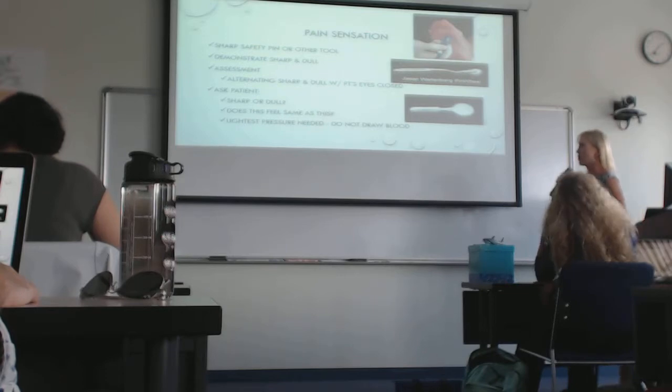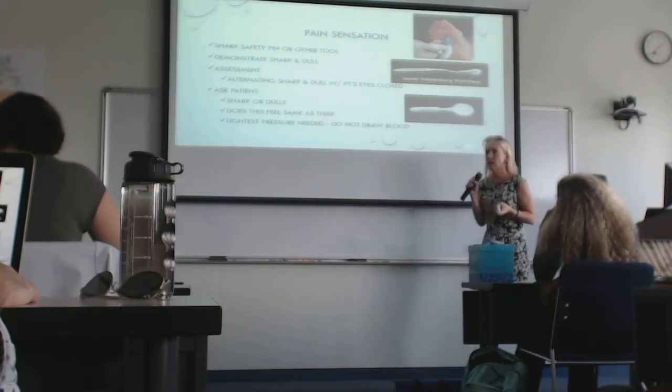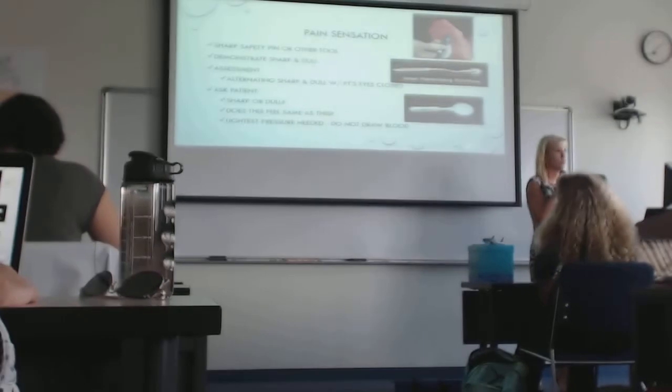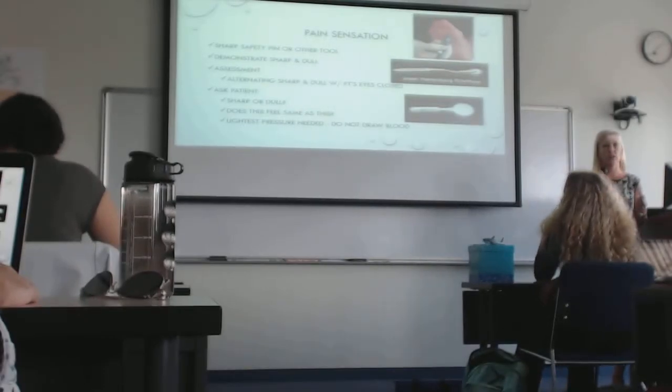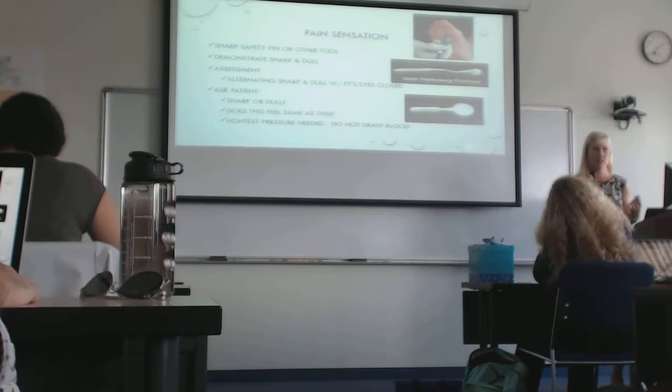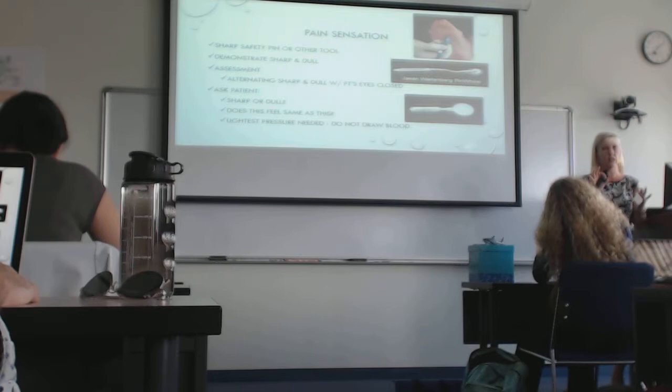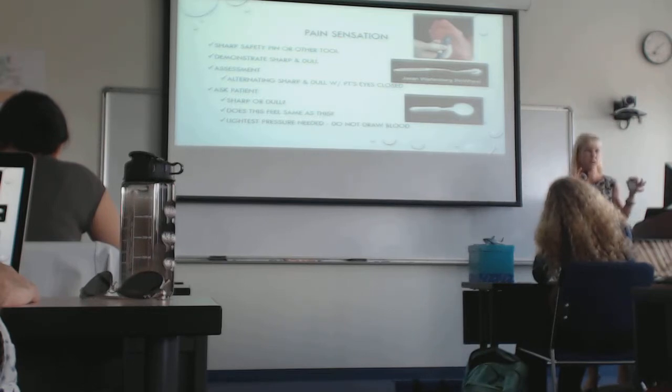So we want to make sure we assess sharp and dull, and we want to alternate sharp and dull with the patient's eyes closed. So is this sharp or dull? And you're going to demonstrate to them first. This is going to be sharp. This is what I consider dull. Have them close their eyes, and then in different parts of their body assess both sharp and dull sensory input. Okay, and again, mix it up, because you don't want them to become desensitized to it if your sensory exam takes too long.